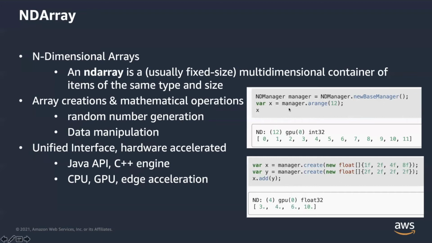So here is an example of how you can create an NDArray. You can have an NDManager that manages all the NDArray life cycles, and then with an NDManager arange, you can create a list of numbers with one line. So just arange 12. It will generate 12 numbers from 0 to 11. And then you can operate on top of it. As you can see in this example here, you have X and Y with specific numbers when you create them, and you can add them together to view the results.